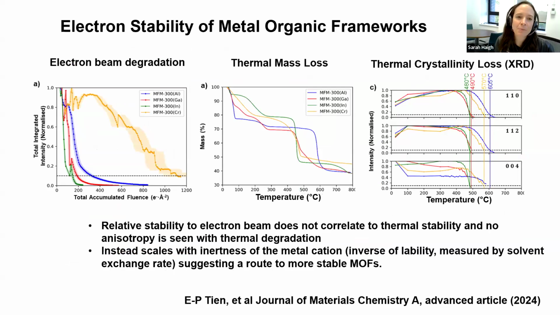So we were interested in looking at this electron beam degradation and understanding the origin of the degradation, and we compared it to what happens when you heat up the sample. This is just thermal gravimetric analysis. The series doesn't reflect what happens when you heat up a sample, and indeed we don't see this anisotropic degradation when we study the effect on crystallinity while heating the sample in X-ray diffraction. So it doesn't correlate with thermal stability or with thermal degradation. And instead, we find that this stability can be predicted based on the inverse of lability. So it's the inertness of the metal cation, which you can measure with solvent exchange rates, which is providing you with a greater electron beam stability for the chromium-containing metal organic framework.